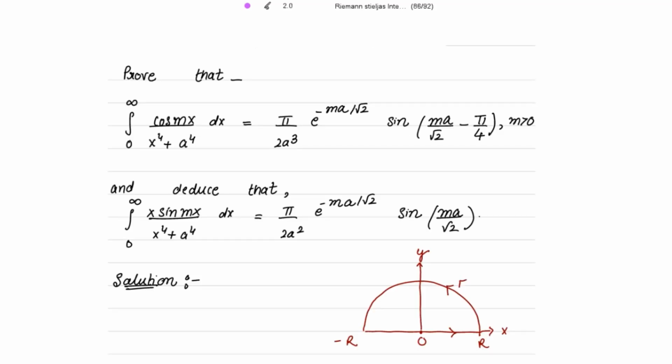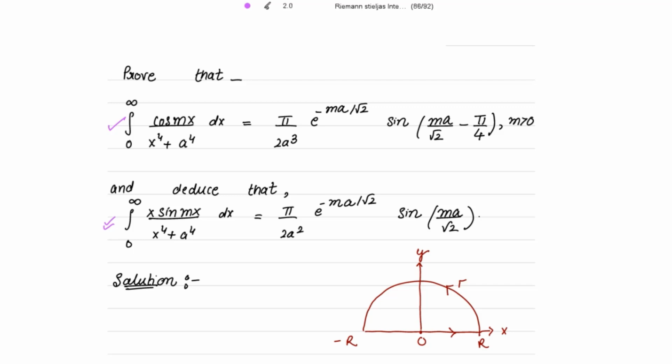After proving this result, I have to deduce that the integral from 0 to infinity of x sine of mx over x to the power 4 plus a to the power 4 dx is equal to pi over 2a square e to the power minus ma by root 2 sine of ma by root 2. If you look carefully, this is nothing but the differentiation of the above result with respect to m. If you differentiate this result with respect to m on both sides, you will get this final result. So let's start with the solution.